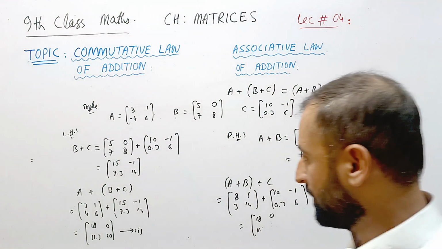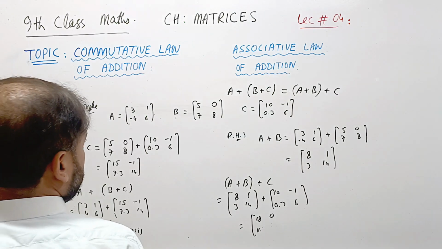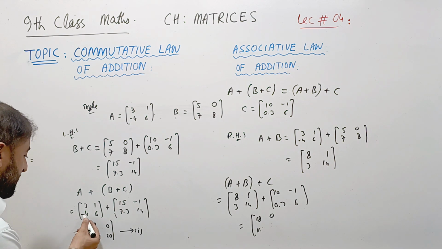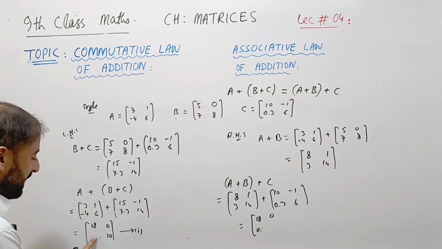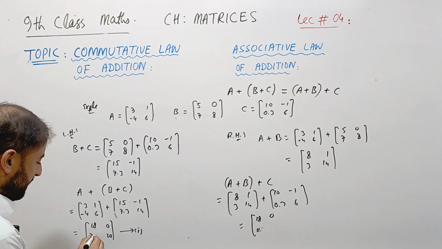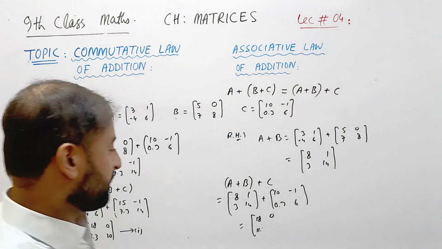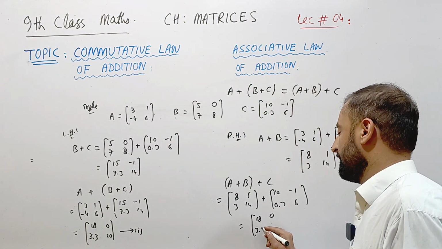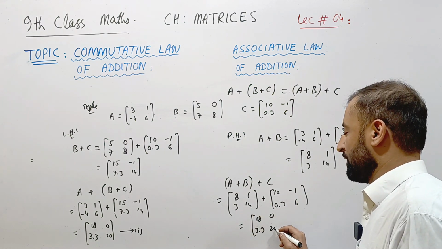I think we have committed some mistake. B plus C. B plus C. Now A, here we have minus sign. So it will be 3.3. Here it is 3 plus 0.3 is 3.3. 14 plus 6 is 20.